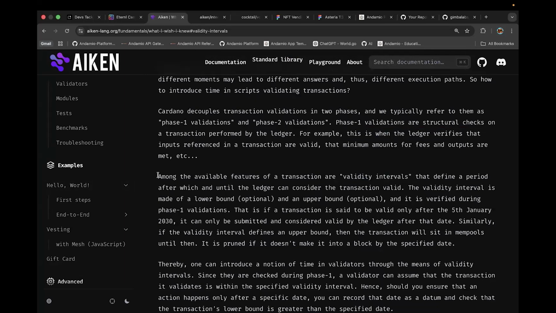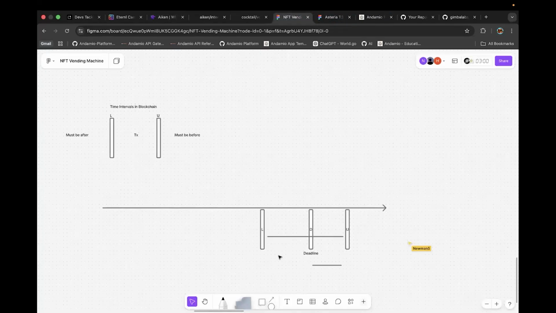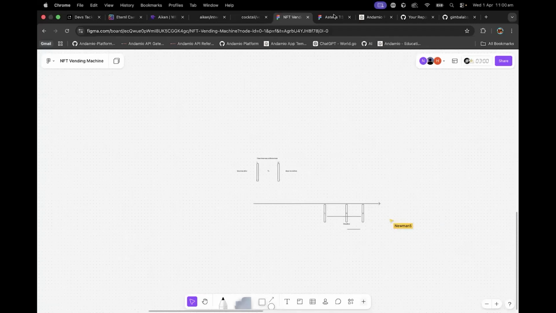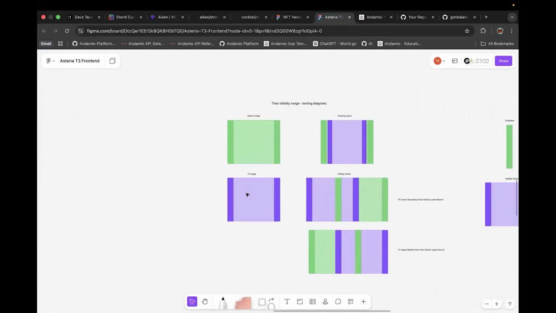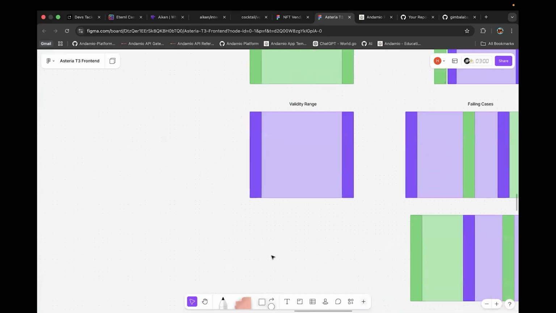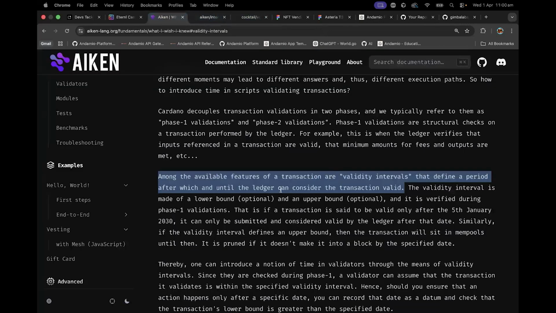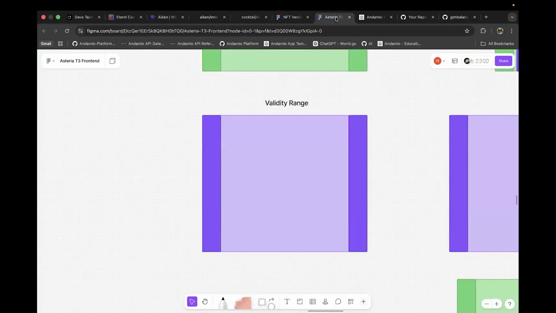So this is, I think, important. This is what a validity range is. Among the available features, there's a validity range that defines a period after which and until a ledger can consider a transaction valid. So that is literally what they're mentioning, this range right here. So instead of transaction range, we'll call this validity range. And this is the lower bound, this is the upper bound, and that's exactly what these guys are saying. There's a lower bound and upper bound, and the transaction will be valid within these bounds.